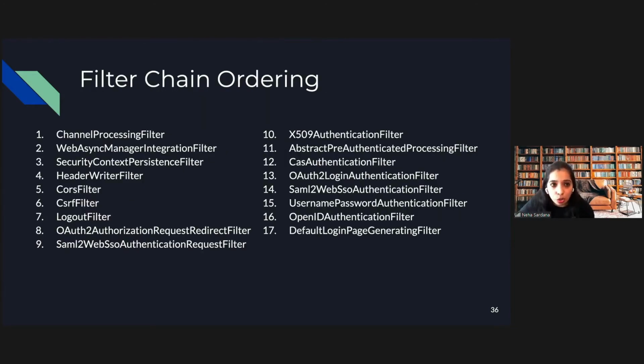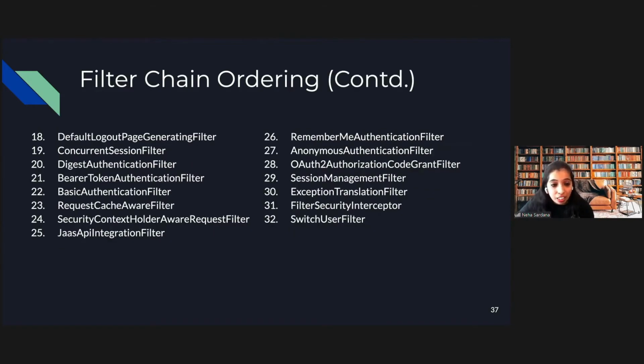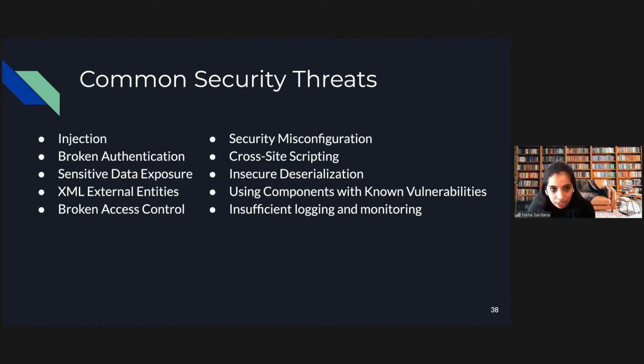Like I said, I wanted to show you a slide on the filter chain ordering. This is how many filters there are in Spring Security. It has a CSRF filter, a logout filter, a header writer filter, a SAML filter, a CAS filter, and so many more. There are literally 32 filters in all. And in the code sample, I'll show you how many of them get invoked based on what type of request you have. So you have your things covered here.